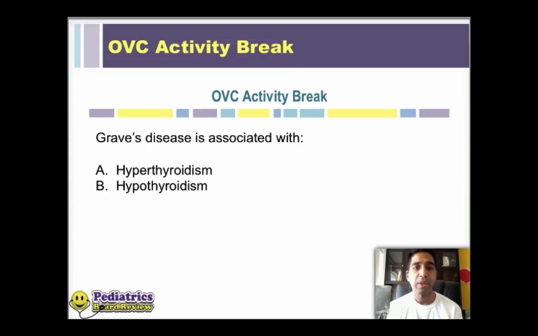Another question. Graves' disease is associated with A, hyperthyroidism, or B, hypothyroidism. And the answer is hyperthyroidism. Once again, the mnemonic here, it's a visual mnemonic. It's the E's in Graves' disease and the E in hyperthyroidism.